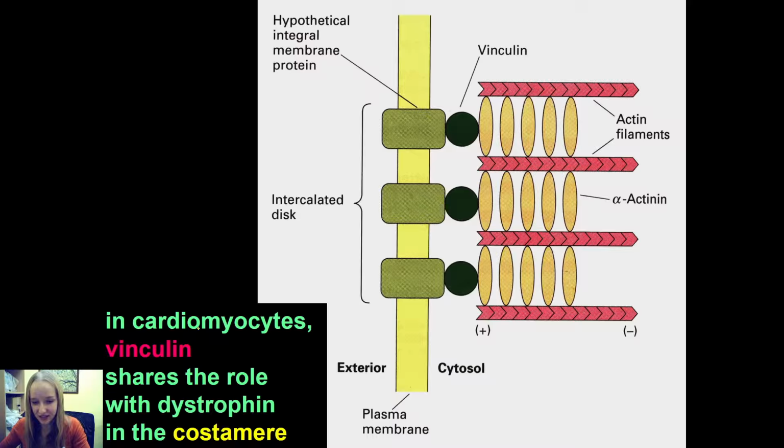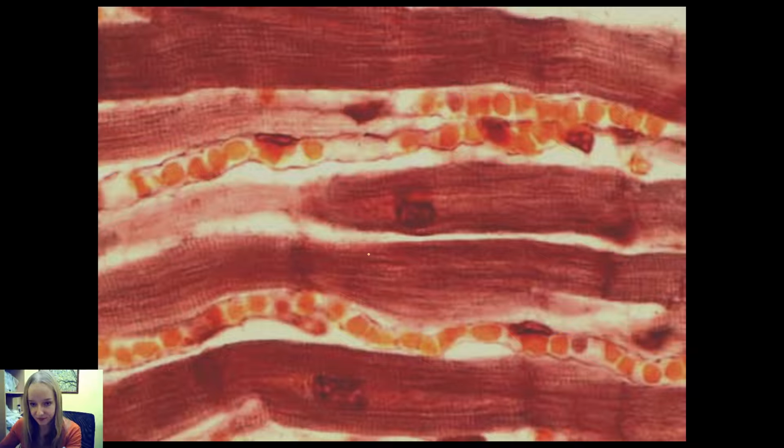So vinculin in this case is more important, which shares the role with dystrophin in the costamere. You probably cannot see it here because of the camera, so I'm going to write it. Vinculin is very important. This is the longitudinal section, very high magnification of the ear.